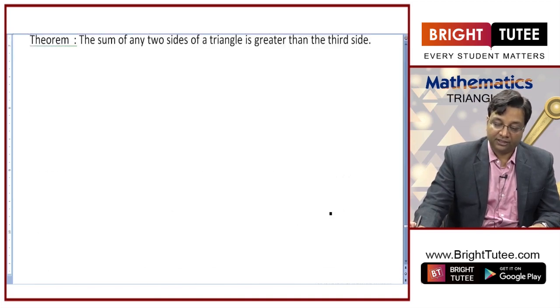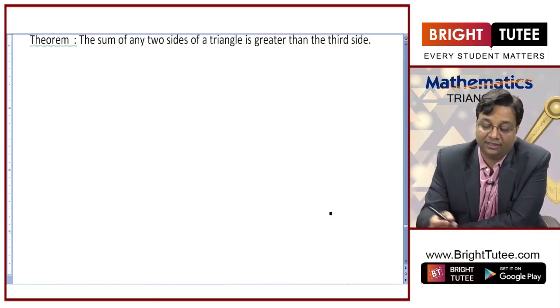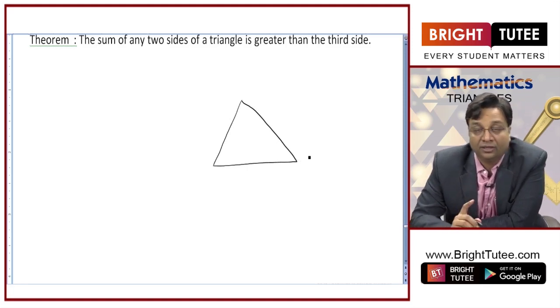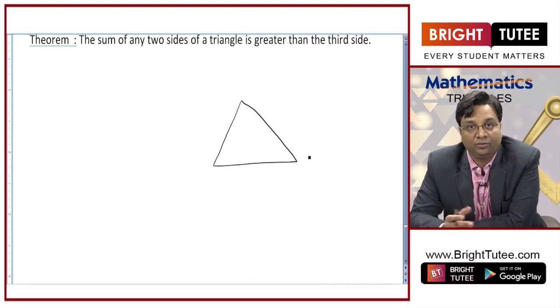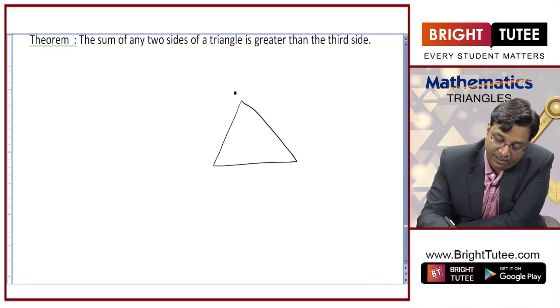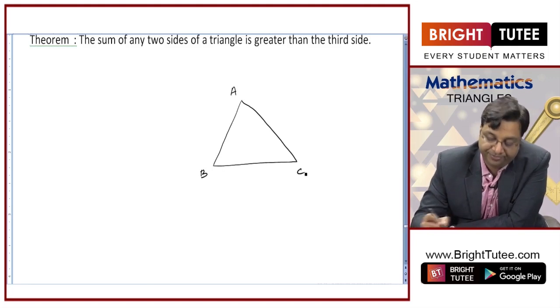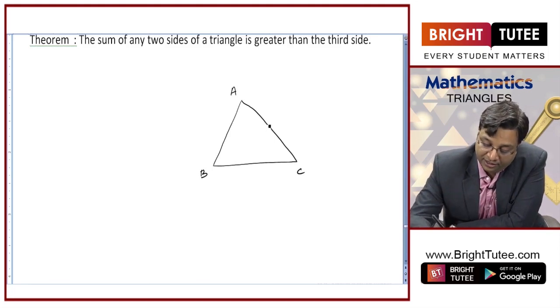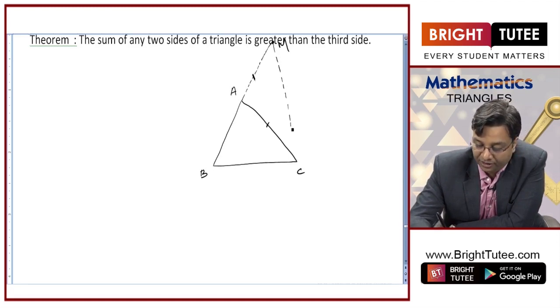Let us see what is next. The sum of any two sides of a triangle is greater than the third side. This can also be proved by using the previous theorem, that the side opposite to the greater angle is greater. Okay. Let us consider this triangle ABC. Now, I want you to do this construction: extend side BA, so you take this point, let us say this point is M, such that AM is equal to AC, and then you join M with C.